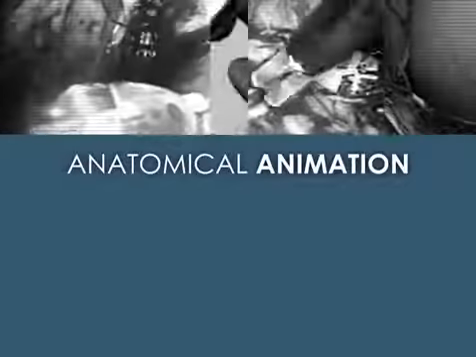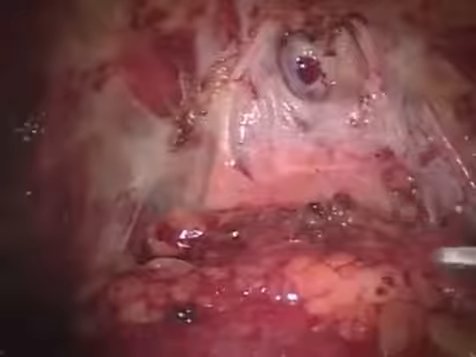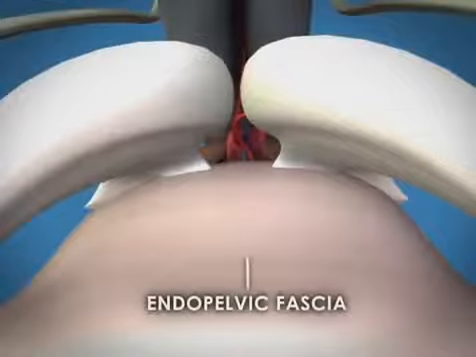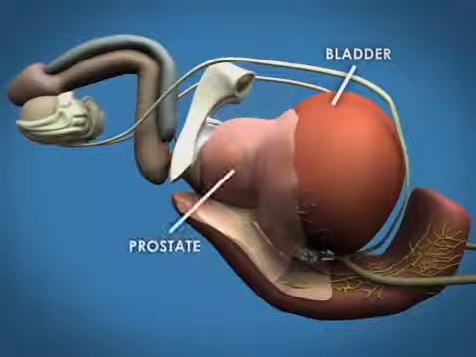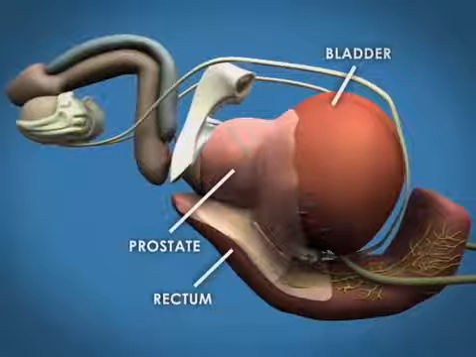This animation will highlight select aspects of robotic radical prostatectomy and presents a simplified view of the anatomy of this area of the body. We begin with a view of the endopelvic fascia. Beneath the endopelvic fascia, we see the bladder and prostate, along with other structural elements.